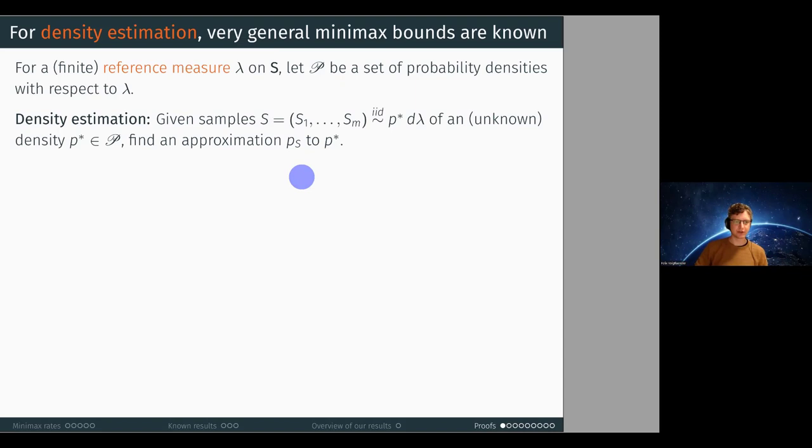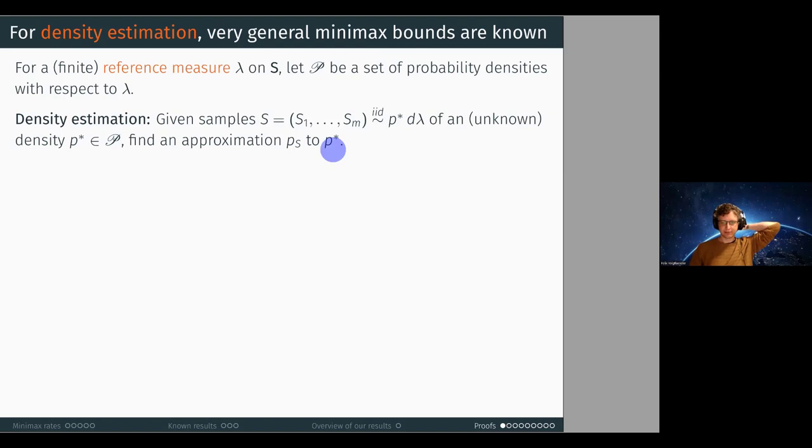And the density estimation problem asks you the following. I pick a secret element P star, a secret probability density P star from the set P, and I only give you a lot of training samples which are distributed according to this density. And then your task is, based on the training sample, to find an approximation P hat to this density P star.